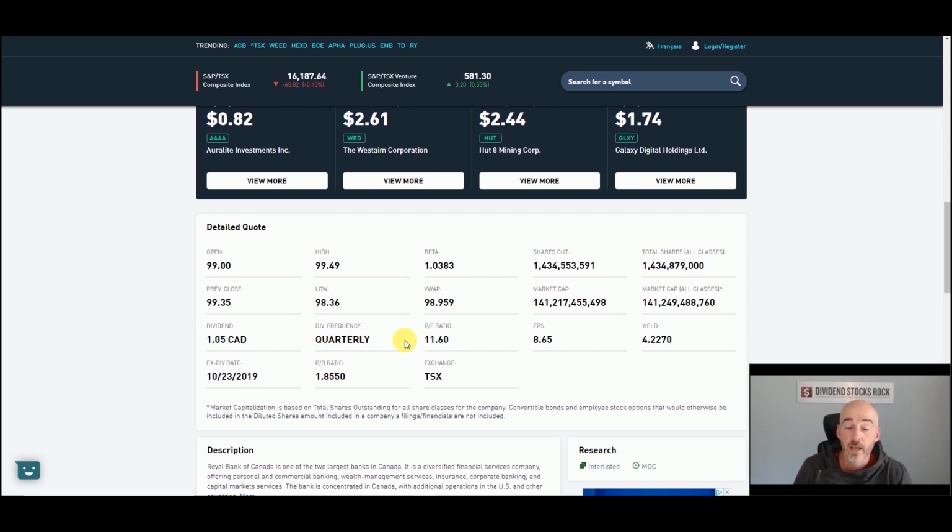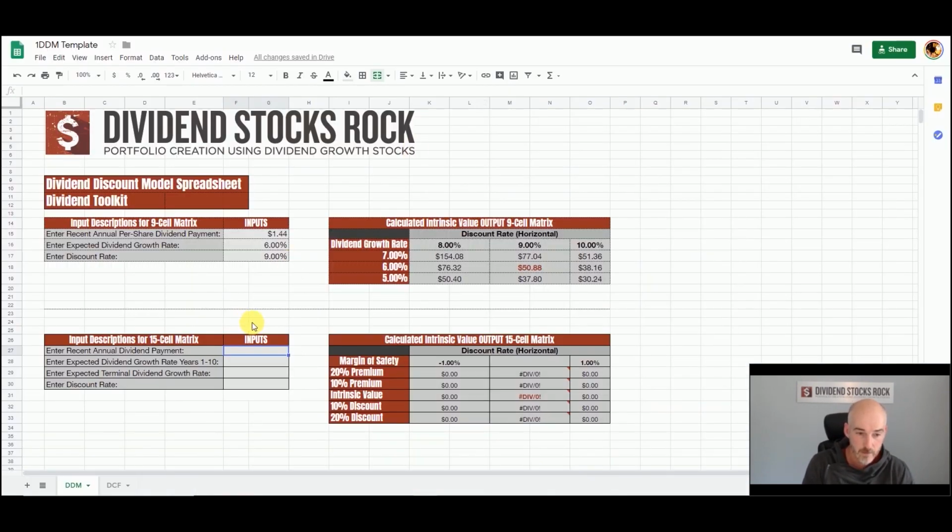Basically, what you need to do then is to multiply $1.05 by 4. So going back to our metrics, right there, we're going to put that formula right here. So $1.05 times 4. The annual payment is $4.20.